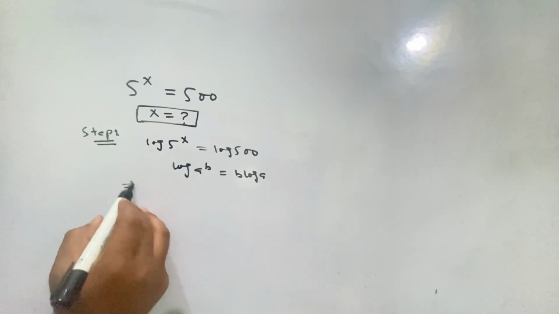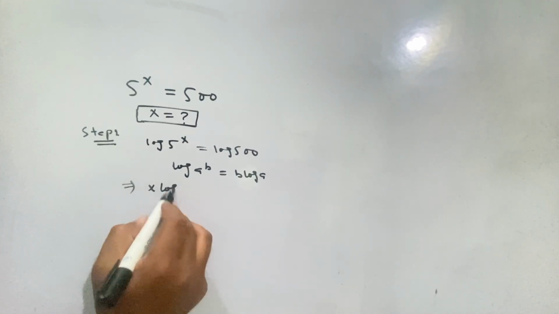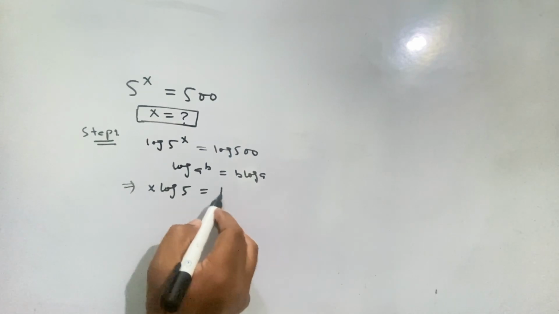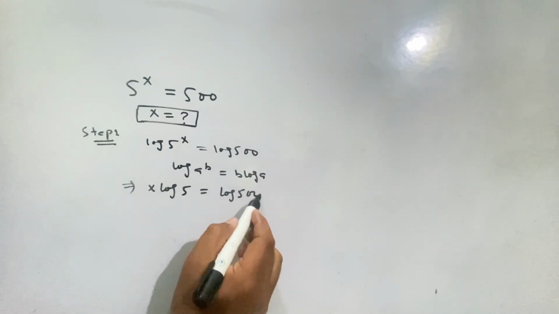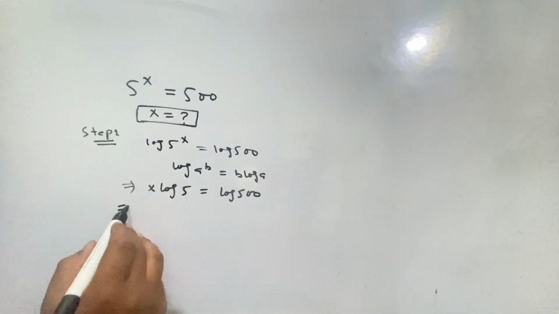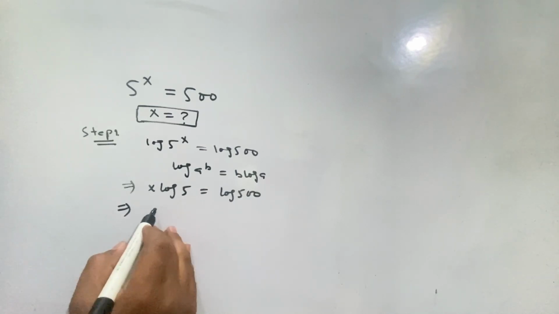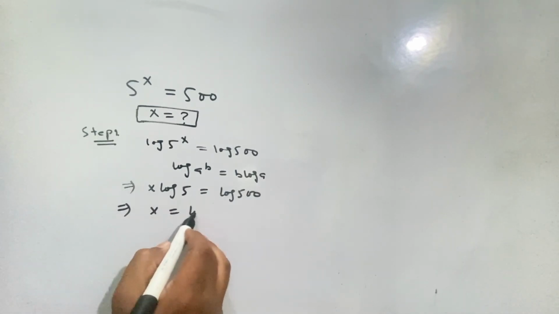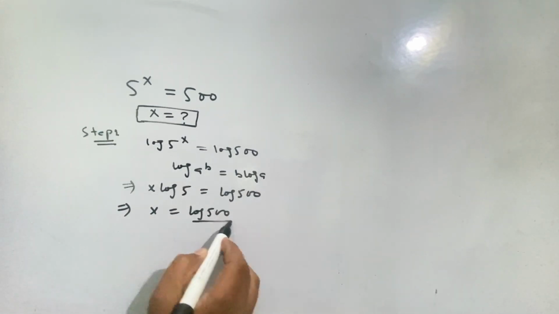So, the exponent x comes down. x times log of 5 equals log of 500. Next, divide both sides by log of 5. x equals log of 500 divided by log of 5.